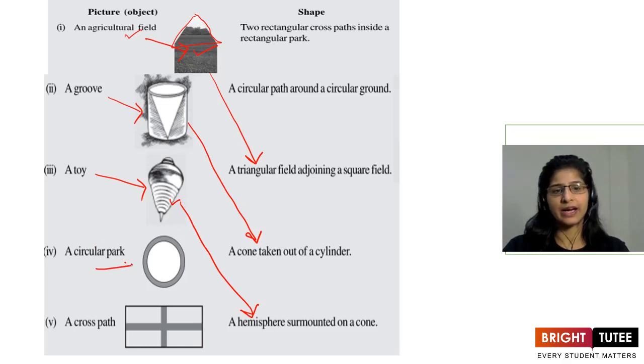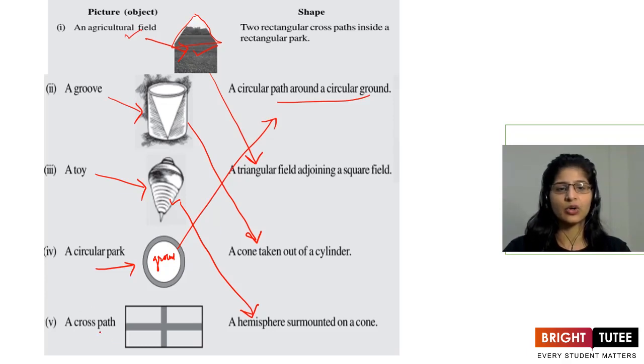Now a circular path. So this is the circular path. What do we see in this? We see a circular path around a circular ground. So this is a circular ground. This inside is the ground, and around it there is a circular path of gray color. You can see that is highlighted in gray. So this will be matched to this.